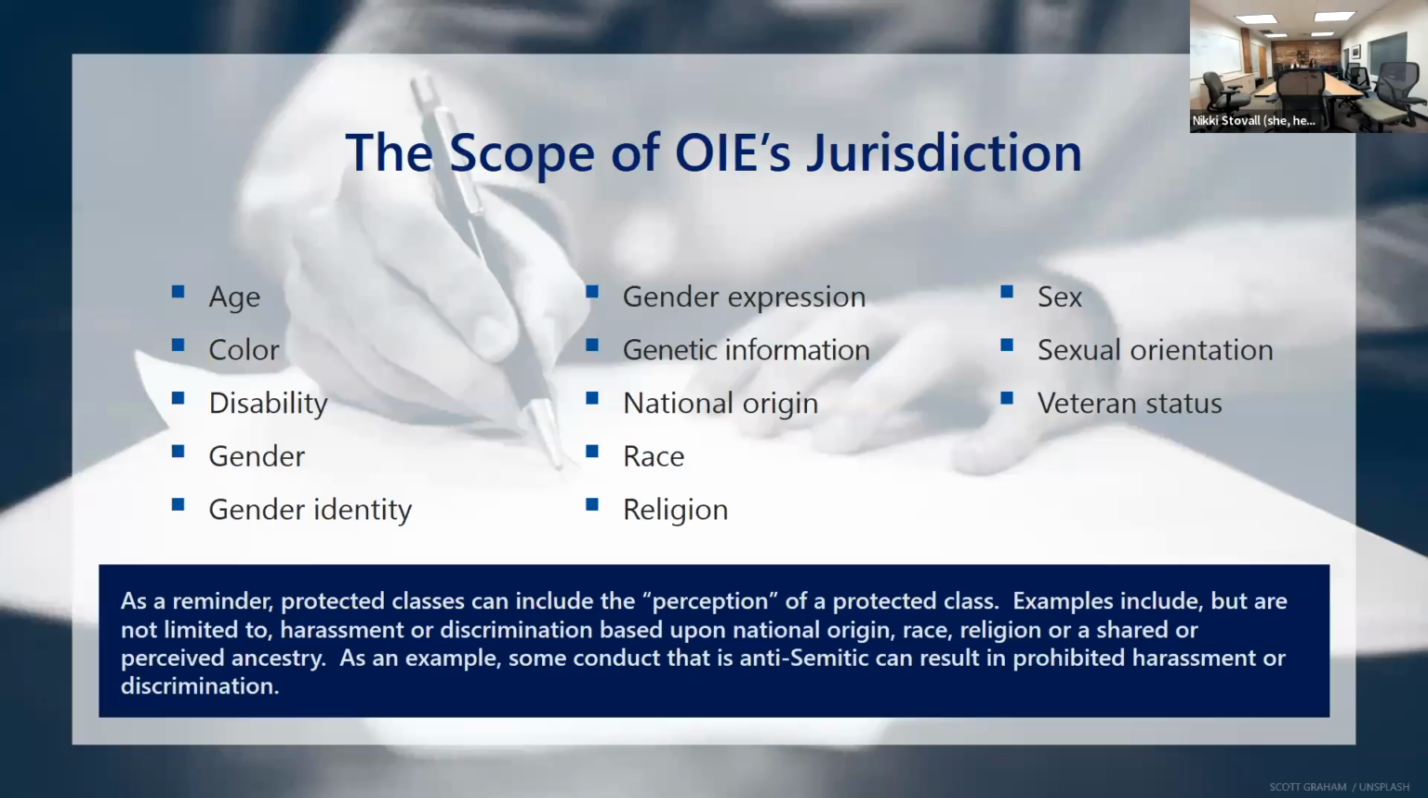And so the scope of OIE's jurisdiction, what exactly is it that we look at, and what kind of reports and things do we work on? So we work with concerns that are involving these protected statuses, all of which are listed here, and these are also in our policy, which is the Policy on Prohibited Discrimination, Harassment, and Related Misconduct, or the PPDHRM, or just the policy. And that policy was adopted in 2019, and it was just recently updated as of September 2022.